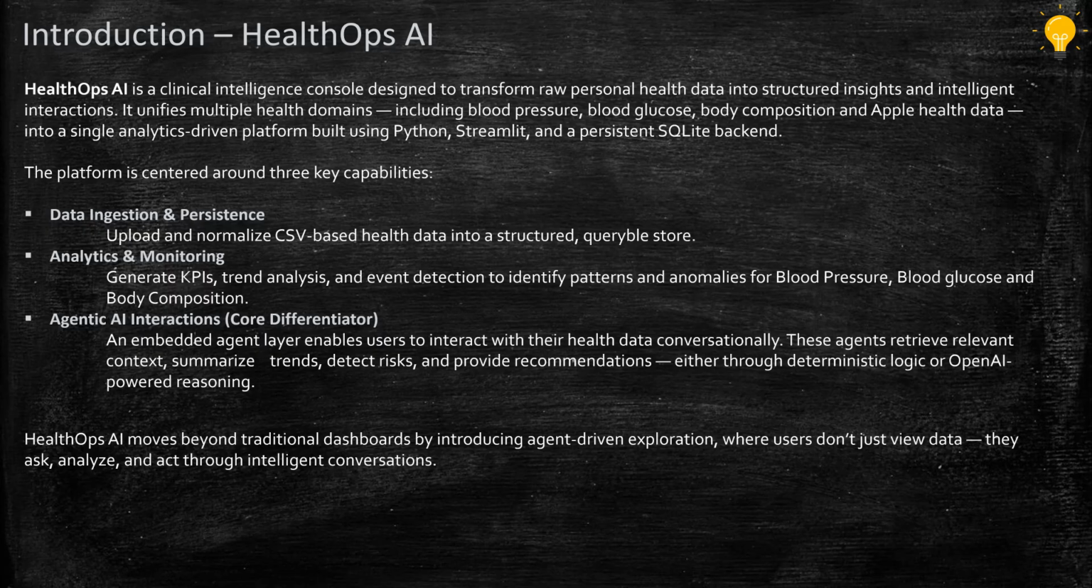For all three metrics, for our blood pressure, blood glucose, and body composition, we have three agents which we can interact with, and we can talk about our data, or even ask any queries about your health information based on the parameter. For example, I want to understand my BP is increasing, so what are the remedies I can do? It will guide us, and enables us to have health data conversations. So let me show you the demo.